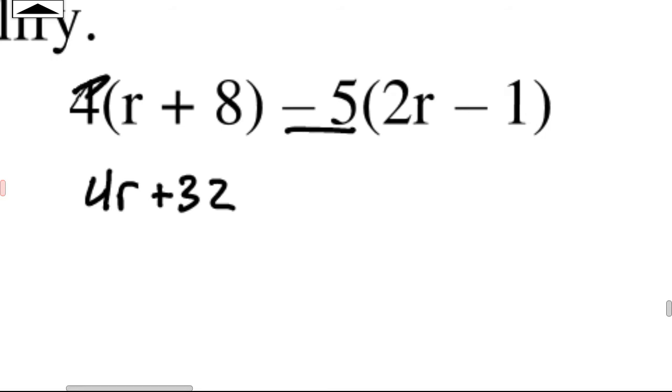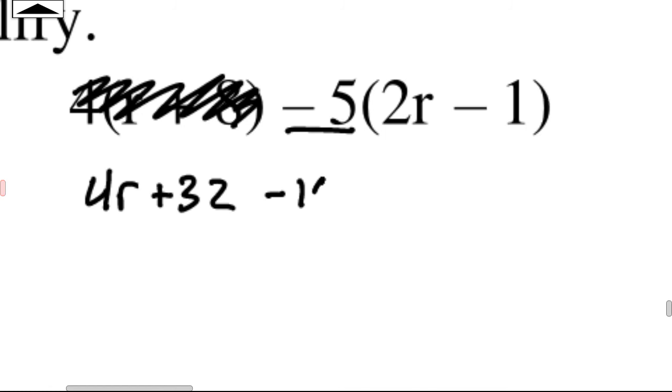Now what's being distributed over here? We're done with this part now. Now I'm distributing a negative 5. A negative 5 times a positive 2r, negative 10r. And then a negative 5 times a negative 1. 2 negatives make a positive. 5 times 1 is 5. So I distributed, no more parentheses, that's good.